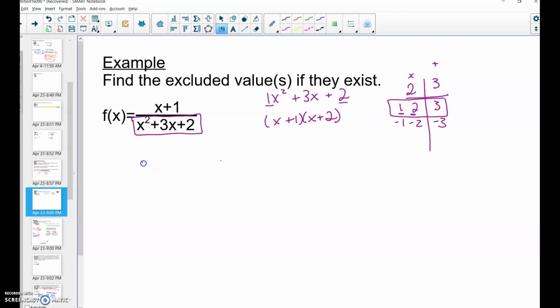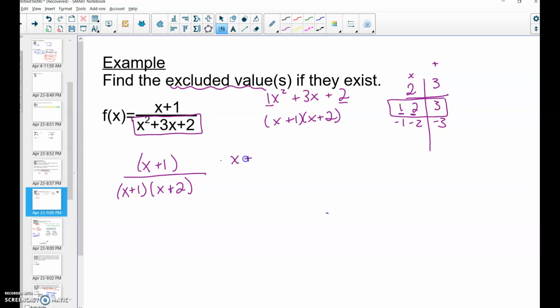So now that I have that, I'm just going to rewrite my fraction. I'm not worried right now with canceling anything out. We could technically cancel out that x plus 1, but we'll get to that in a little bit. Right now we're just looking for excluded values, or where your denominator equals 0.